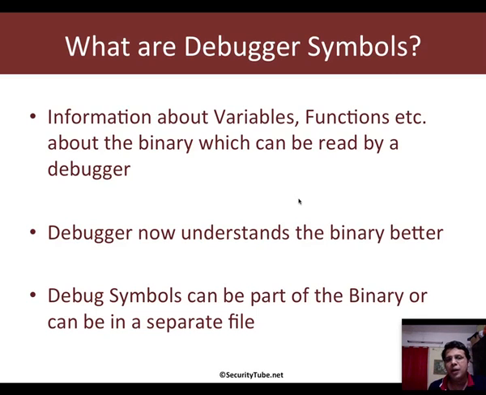They basically provide information about variables, functions, and a bunch of other stuff about the binary in question. Now, debugger symbols themselves can be part of the binary, which is, at compile time, you can tell GCC or any other compiler to go ahead and create a debug binary, which includes the debugging symbols, or debugging symbols can be shipped separately as a separate file, which can also be used with GDB and with many other debuggers, right?